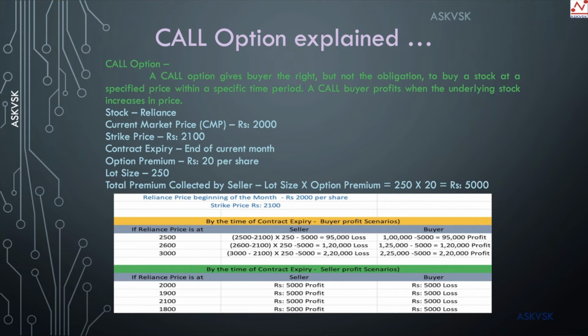So the rupees 5000 that he paid as a token amount, or the option premium to call it exactly, is the maximum loss that the buyer of the call option gets if in case the price of the Reliance stock stays either equal to 2100 or below 2100 by the end of the contract expiry date.